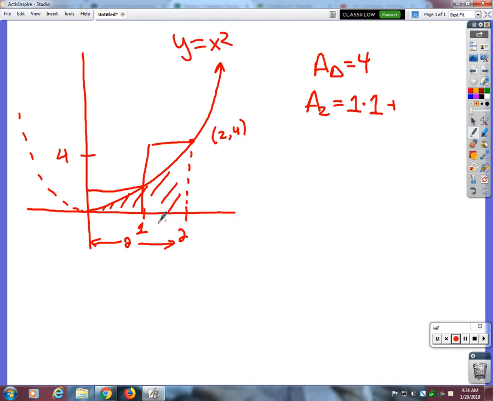Plus, what's the base of this rectangle? 1. What's the height of it? 4, because 2 plugged in there gives me 4. So this area is 1 plus 4, which is 5, which is probably worse than the triangle that Maddie started out with in the first place. So the way that we can get closer is by using more rectangles. You want to use 4 now?